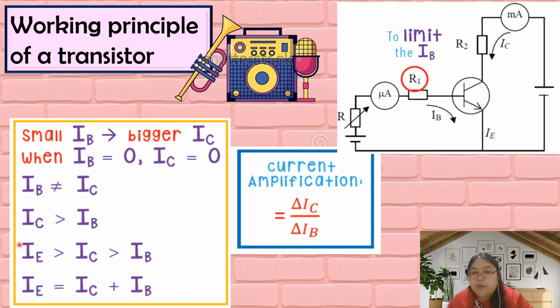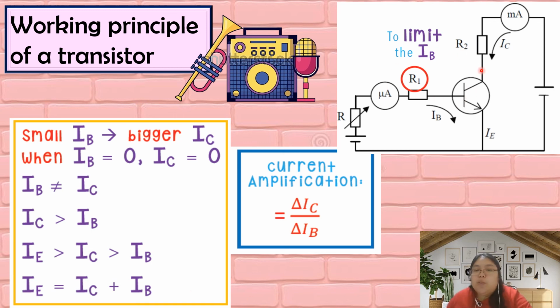Just now I showed you the arrow. The emitter is the biggest part of the arrow because it is the supplier. So IE is bigger than IC and also bigger than IB. IB is the smallest one. The final conclusion: the emitter current is the collector current plus the base current, because the emitter is the supply, and it depends on whether it is NPN or PNP, how the arrow moves.